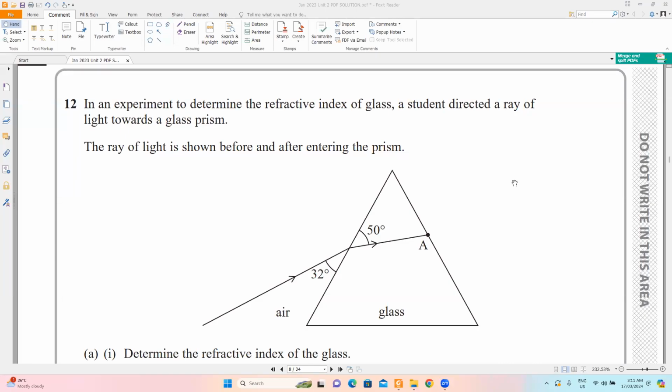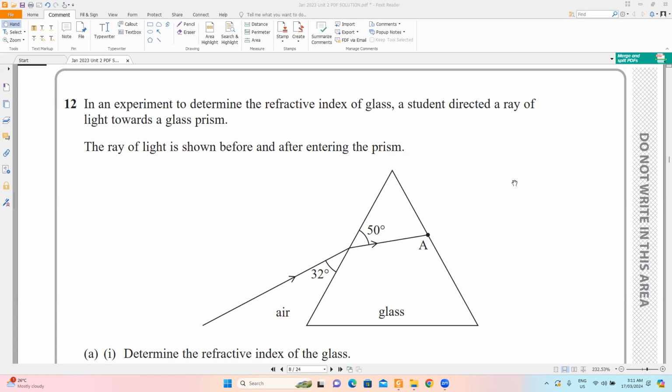Question 12 says, in an experiment to determine the refractive index of glass, a student directed a ray of light towards a glass prism. The ray of light is shown before and after entering the prism. Determine the refractive index of glass. Guys, as you can see, the angles that are given in the question are not with respect to the normal.